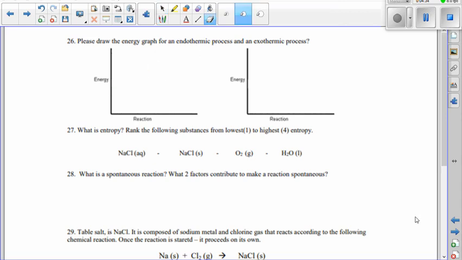You're not going to have to draw a graph tomorrow, but you should be able to recognize when a graph is endo or exothermic. Is that clear enough? Okay.